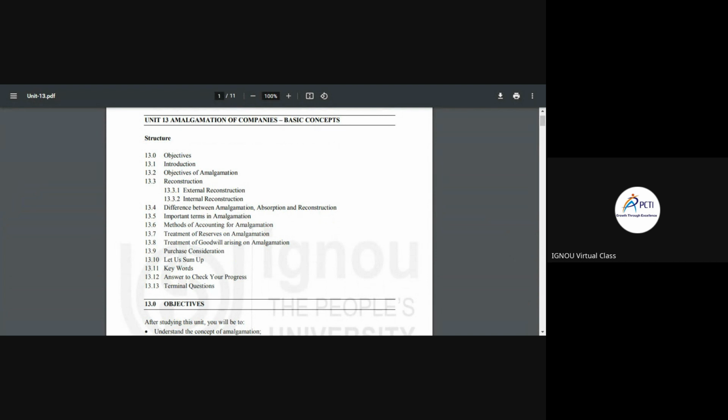In the case of amalgamation of companies, first of all, we need to know the objective and introduction. And what is the objective of amalgamation? Reconstruction. Reconstruction consists of two types, external and internal. Then what is the difference between amalgamation, absorption and reconstruction? Then some important terms in amalgamation. Methods of accounting for amalgamation, treatment of reserve on amalgamation, treatment of goodwill arising on amalgamation.